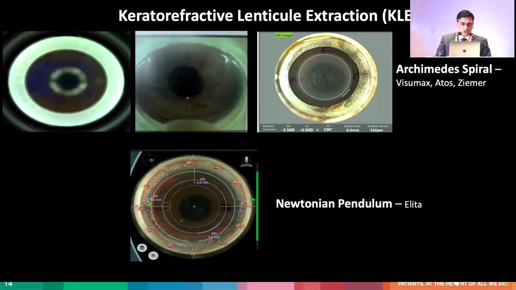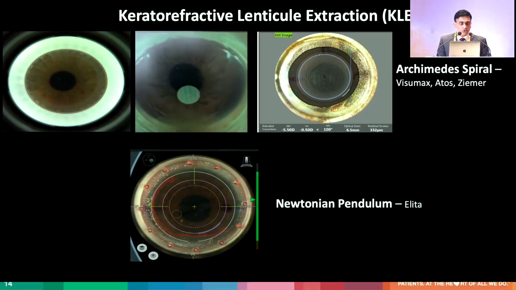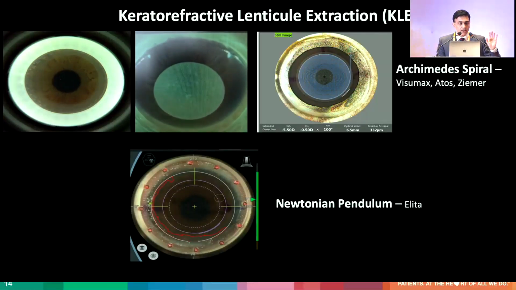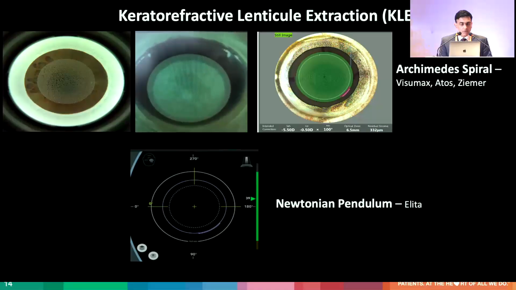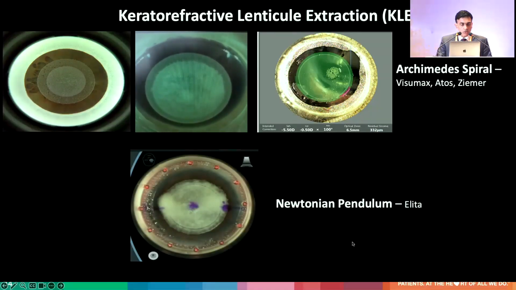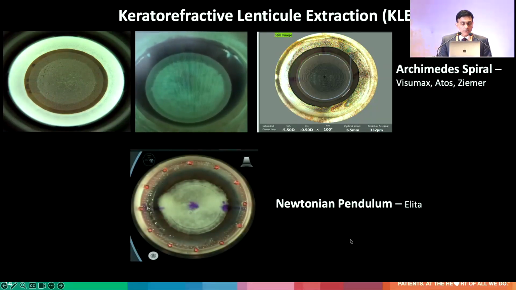With respect to how the lenticules are formed, you can see two distinctive kinds of procedures. On the top ones, essentially using Archimedes spiral. On the new software that we have on the Zima now, we're using a combination of Archimedes spiral and raster, and that cuts down the time of cutting, and so far the results for that have been very good. At the bottom, you'll see a Newtonian swinging pendulum, which is on the Alita system.